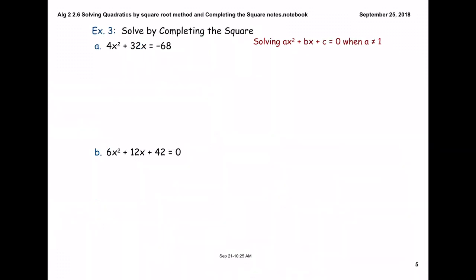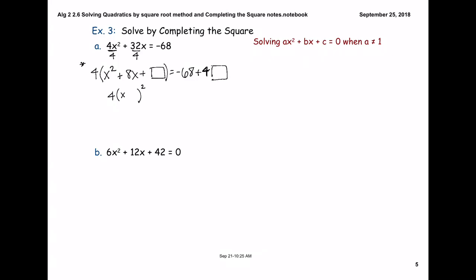In example 3a, you notice that our coefficient is not 1, so we need to divide or factor out a 4. So when we rewrite that, we'll put our 4 on the outside. x squared plus 8x plus box equals our negative 68 plus our box, but because we factored a 4 out, there needs to be a 4 on the outside of the box on the right-hand side. When we write our binomial, it will still be x something squared.